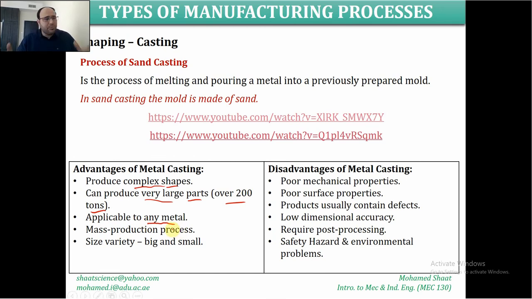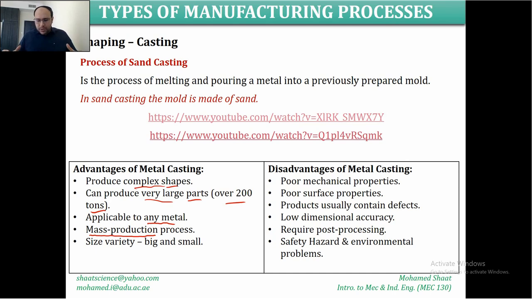Any metal can be melted, converted into liquid, so simply you're going to pour it into the mold and you're going to end up with a product. Also, it is a mass production process. So what does mass production mean? It means that you can use this process to make multiple copies of one single product. So this is known as a mass production operation.